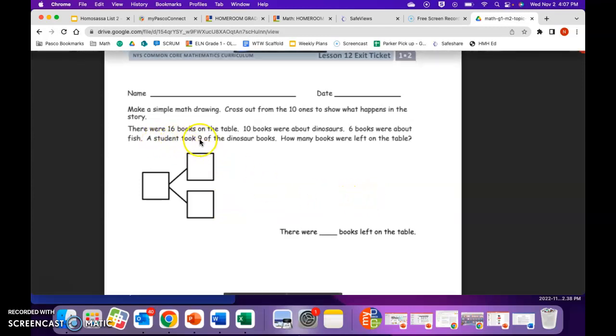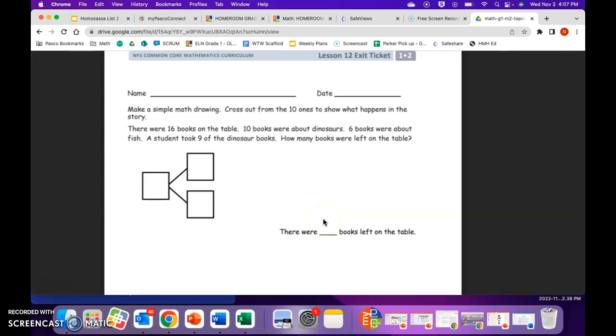A student took 9 of the dinosaur books. So we know there were 10. I want you to cross off 9 of them. Somebody took 9 of the dinosaur books. Now we need to know how many are left on the table. So count those circles or pictures that you did not cross off, and that's how many books are left on the table. Okay, friends, if you're still confused, go back to the beginning of this video and listen to the example again, and then hopefully you can finish the exit ticket.